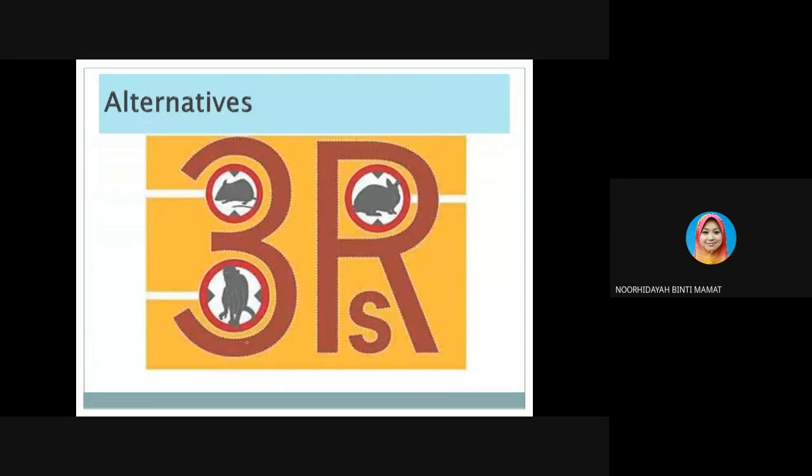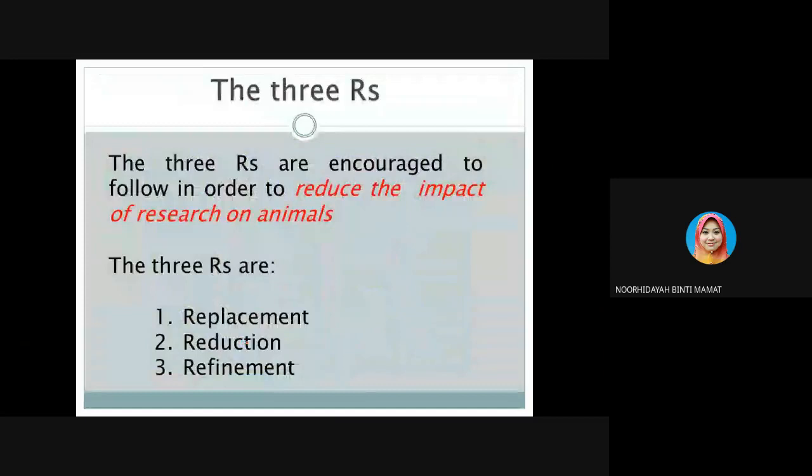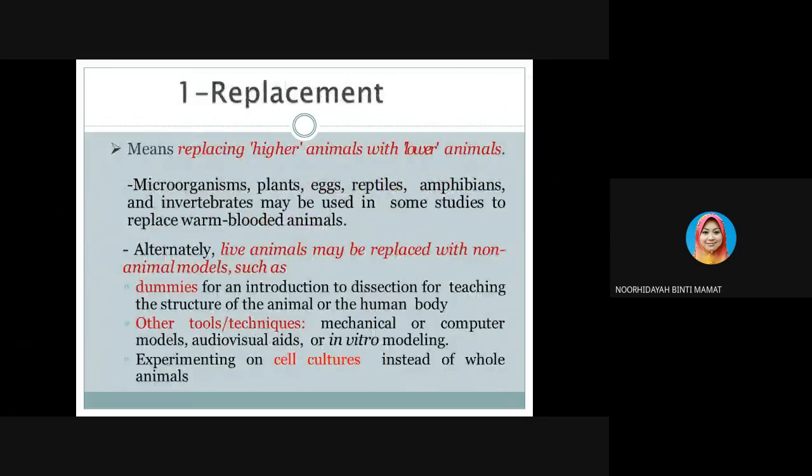We call these the 3 R's. The 3 R's are encouraged to be followed in order to reduce the impact of research on animals. So what are the three R's? The first one is replacement, the second one is reduction, and the third one is refinement. We use these three R's in order to reduce the impacts of research on animals. So we go one by one.